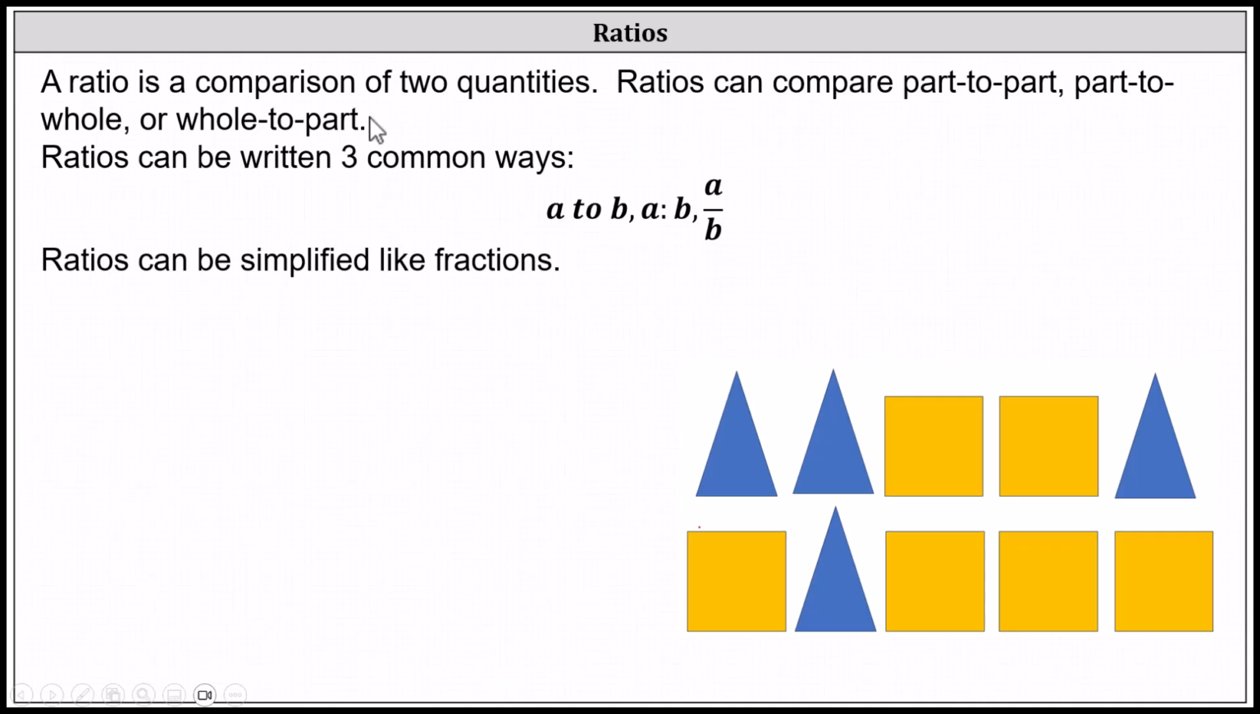A ratio is a comparison of two quantities. Ratios can compare part to whole, or whole to part. And there are three common ways to write ratios. All of these mean the ratio of A to B.